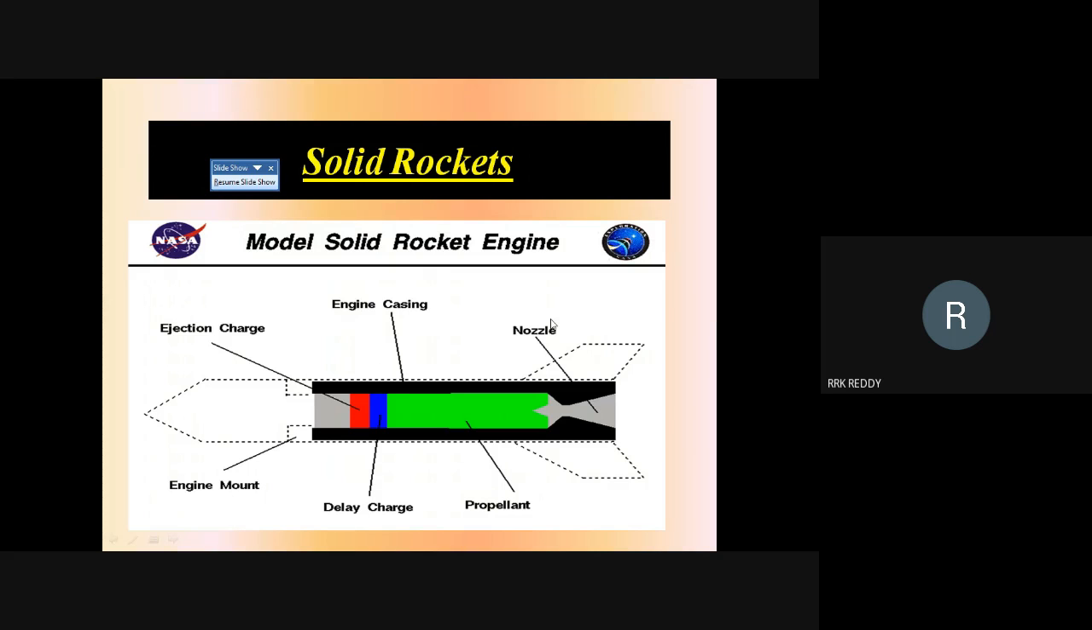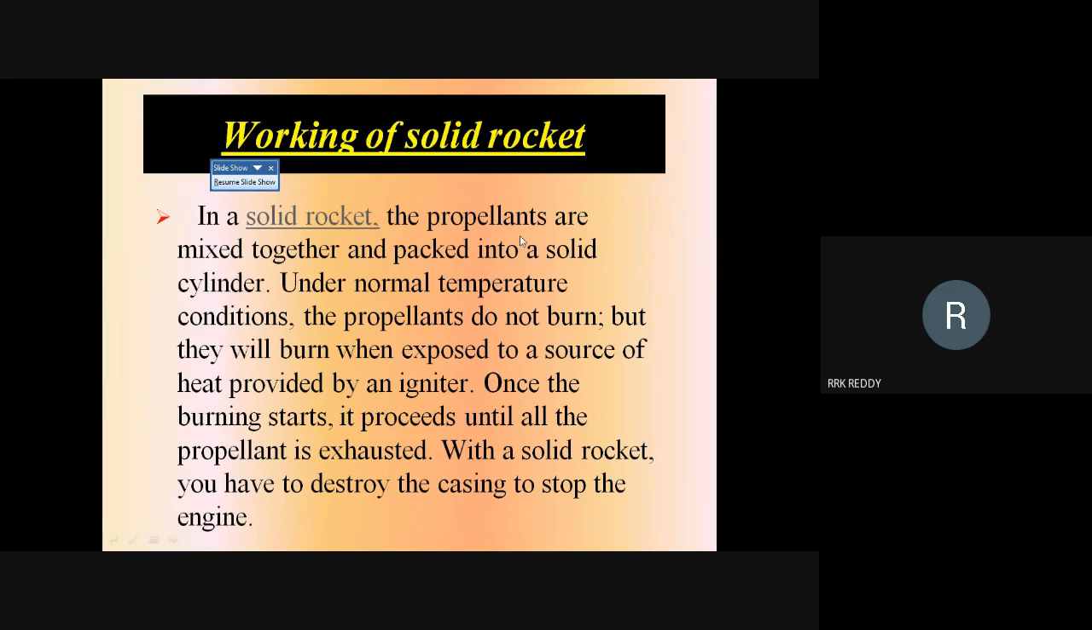This is the shape of a solid rocket engine. This is the outer casing, and this is the solid rocket fuel, and this is the delay charge, and this is the ejection charge, and this is the nozzle. Let us see how it works. In a solid rocket, the propellants are mixed together and packed into a solid cylinder. Under normal temperature conditions, the propellants do not burn, but they will burn when exposed to a source of heat provided by an igniter. Once the burning starts, it proceeds until all the propellant is exhausted. We cannot stop it. With a solid rocket, you have to destroy the casing to stop the engine. That is the working of a solid rocket.